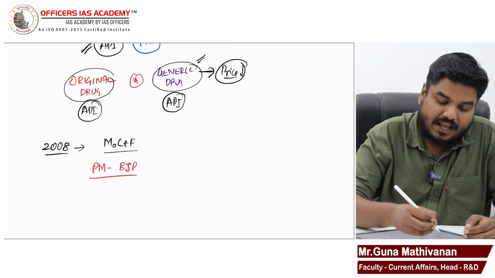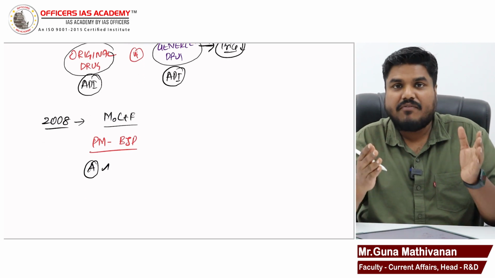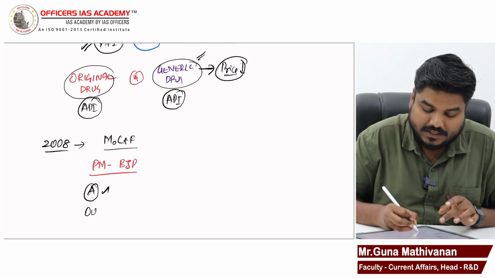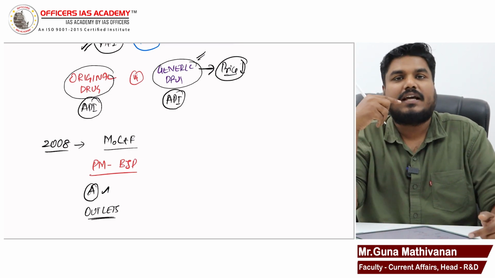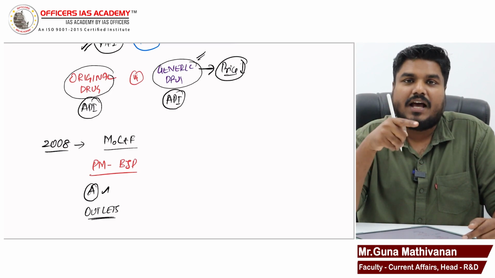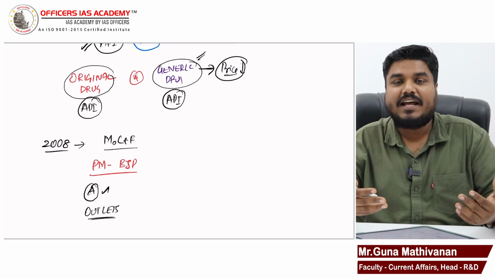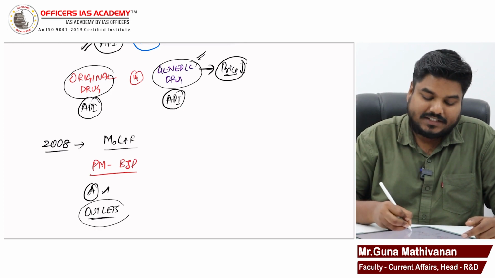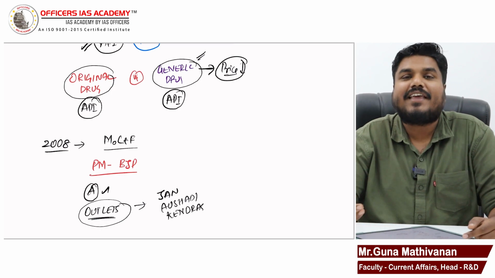So we have to make people aware, but just bringing awareness is not sufficient. We need to come up with dedicated outlets for selling these generic drugs, right? So the government, under this program, allowed government agencies as well as private agencies to start dedicated outlets for selling generic drugs, and those outlets are called Jan Ashwadi Kendras.